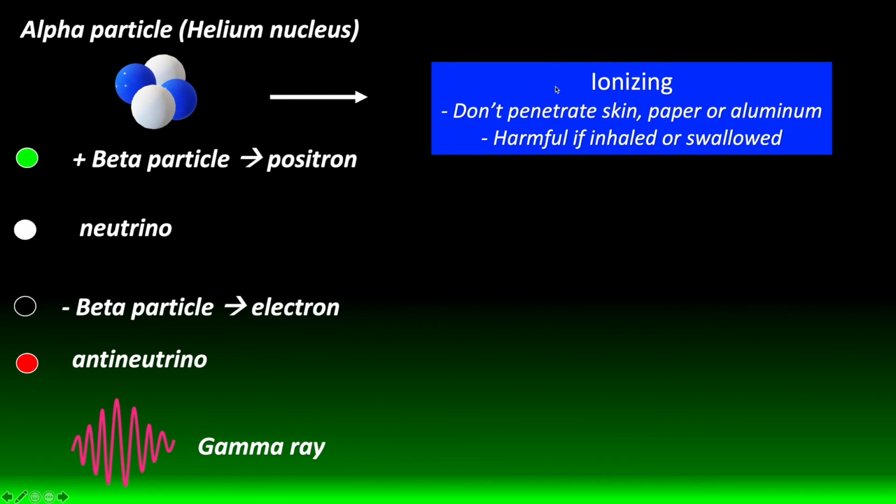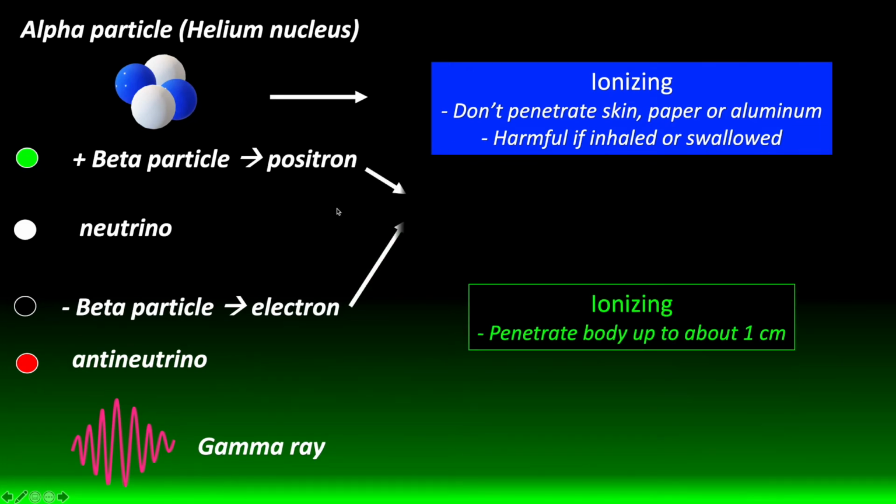Now, an alpha particle is ionizing. It has enough energy to knock off electrons. However, fortunately, it doesn't penetrate our skin. It can't even really pass through paper or aluminum. It doesn't take too much to block alpha particles, which is kind of good. However, if we were to ingest or inhale anything that was decaying or undergoing alpha decay, that would be a problem, as it could then cause some damage to us internally.